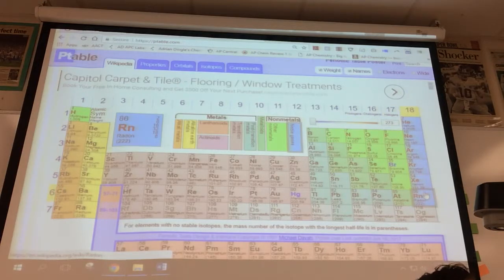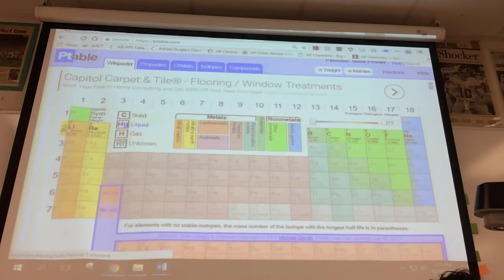Okay? Now, what would you predict happens to the metallic nature of elements as you go from left to right across a period? Jared? Yeah, so you're going from left to right across a period. Would you say the metallic nature increases or decreases? Decreases, because you're going from metals to nonmetals.